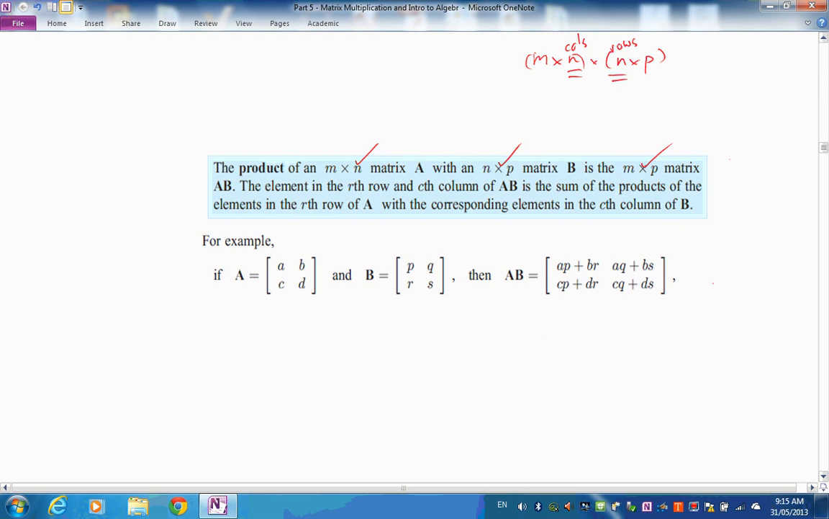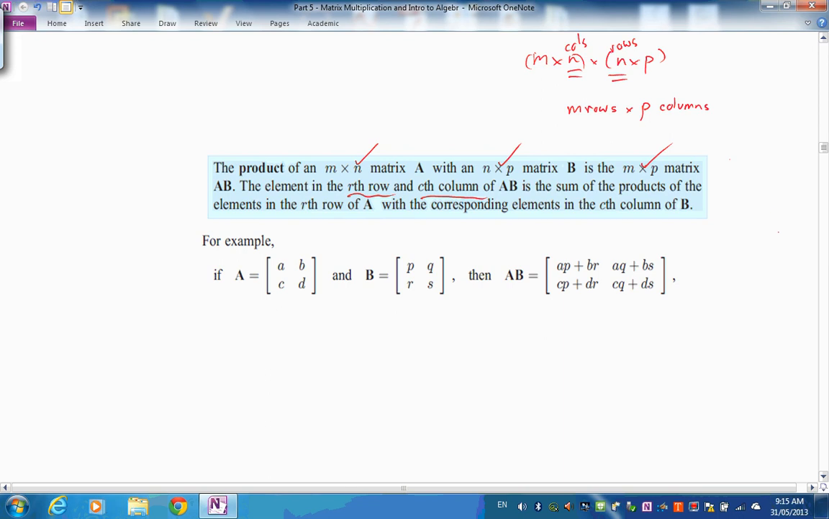And what are you going to get at the end? Well, you'll have M rows from that one, and P columns from this one as a result of all that diving down. And so here's our definition.